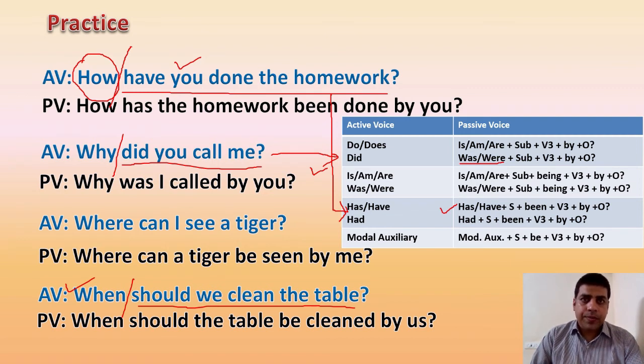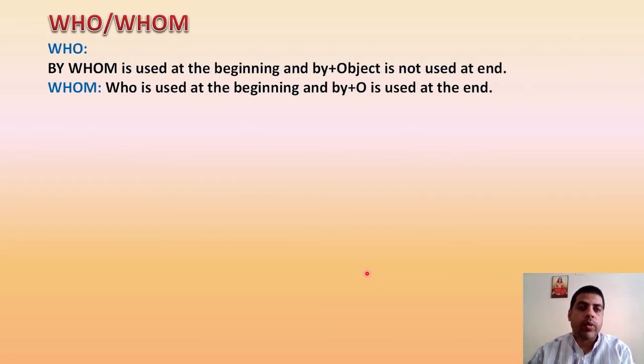Initially, I had told you that a few WH words like who and whom require special attention. Now, when you are dealing with those two words, what you need to do? When you are handling who, at that time, by whom is added in the beginning, and by plus object is not used at the end. That you have to remember. And when your question is coming with whom, at that time, who is used in the beginning and by plus object is used at the end.